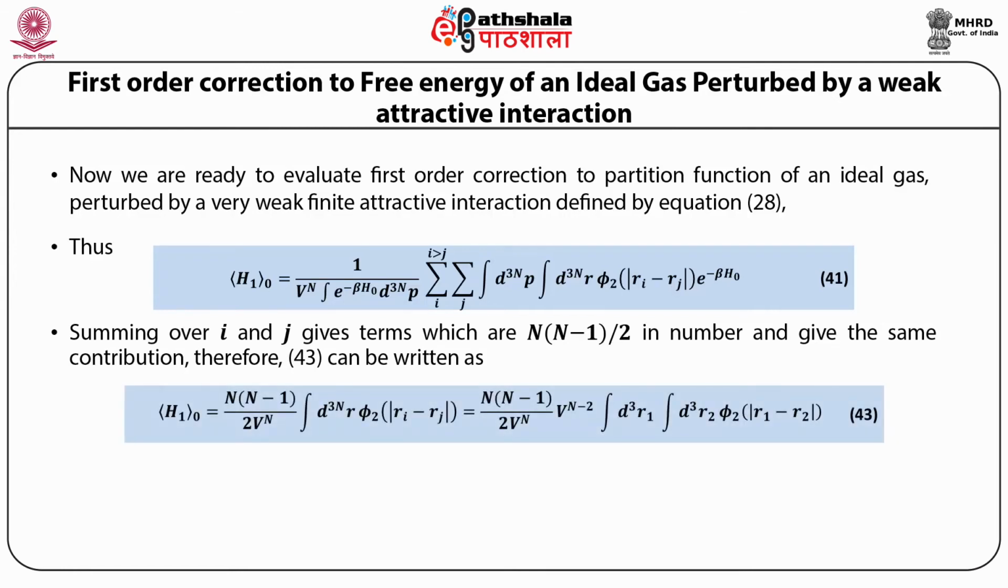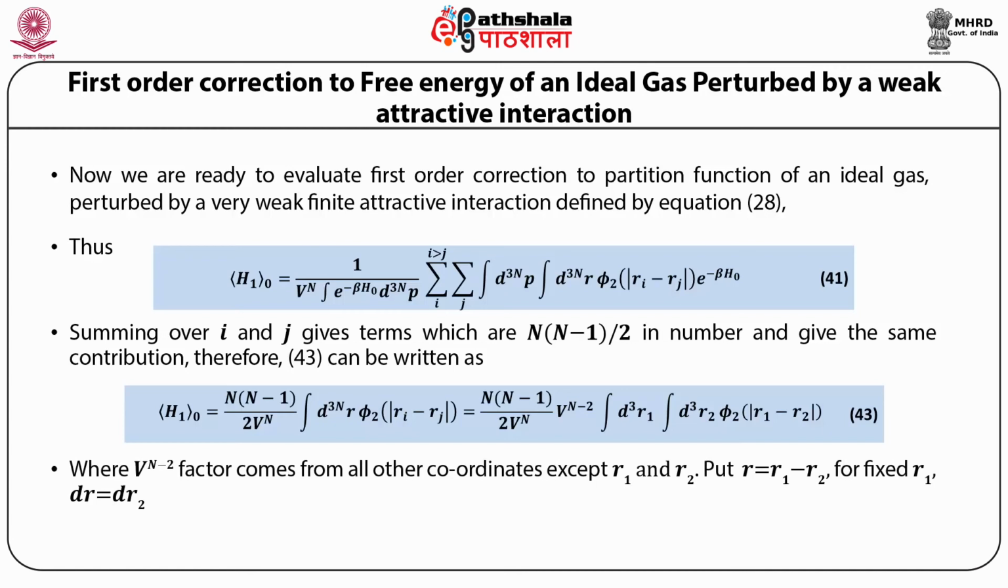Therefore, the expectation value of h1 evaluated at lambda equal to 0 is equal to N times N minus 1 upon 2 multiplied by V raised to power minus N times the integral over d3N r phi 2 as a function of modulus of Ri minus Rj, which is equal to N times N minus 1 divided by 2 V raised to power N multiplied by V raised to power N minus 2 integral of d cube r1 integral of d cube r2 phi 2 as a function of r1 minus r2, where the V raised to power N minus 2 factor comes from all other coordinates except r1 and r2.